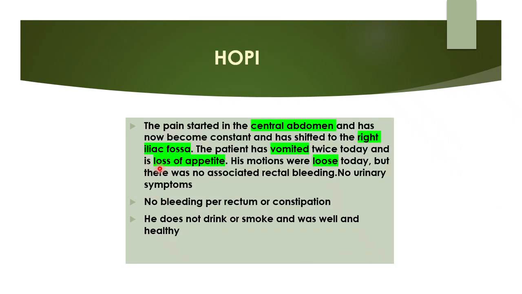In the history of present illness, we are given more information about the pain. The pain started in the central abdomen and radiated to the right iliac fossa. The patient vomited twice and is off his food. His motions were loose, but there was no associated rectal bleeding.